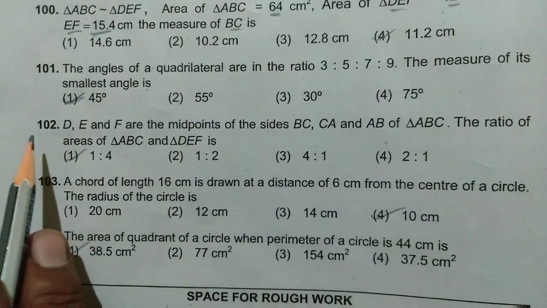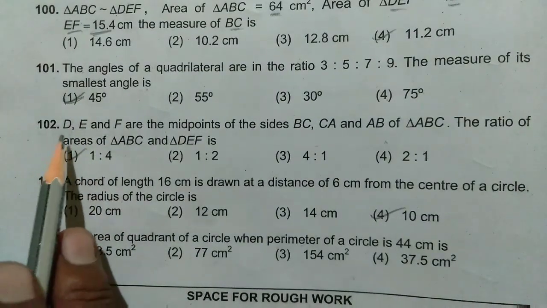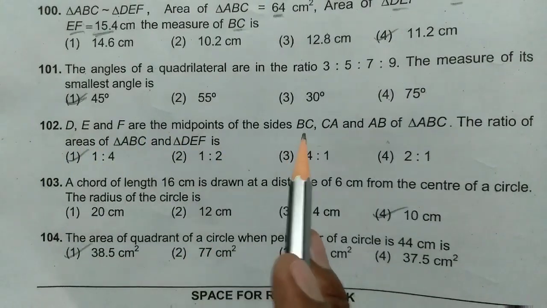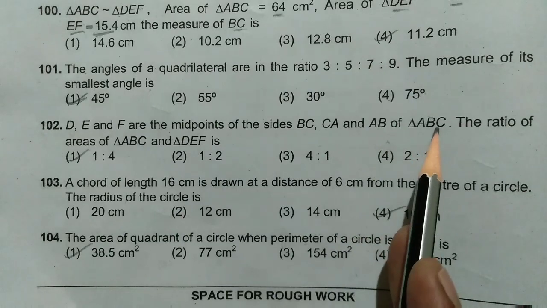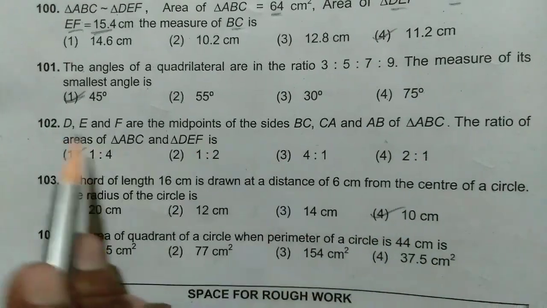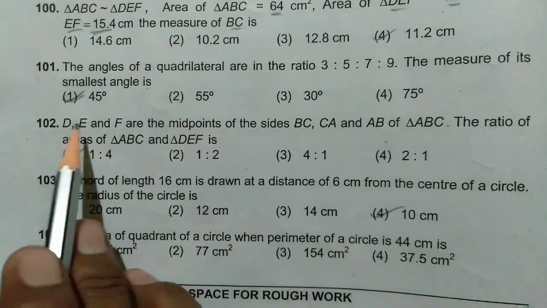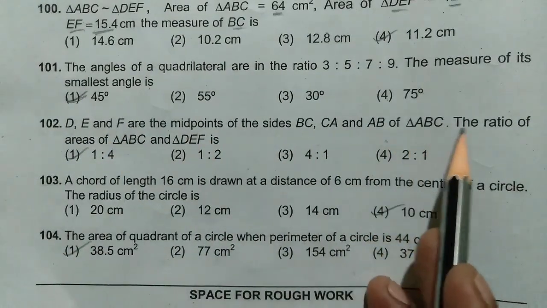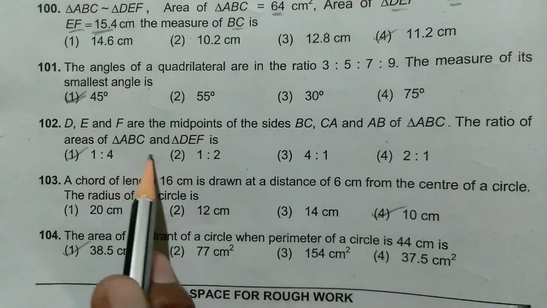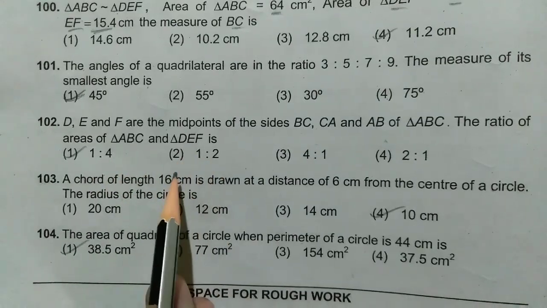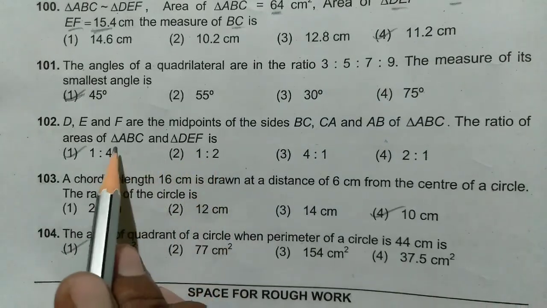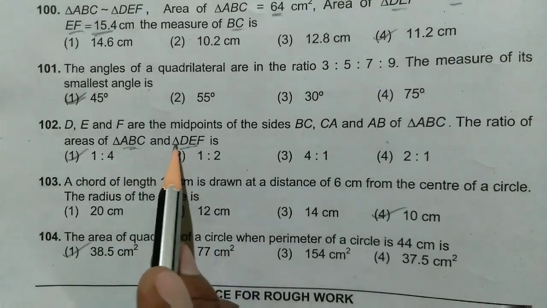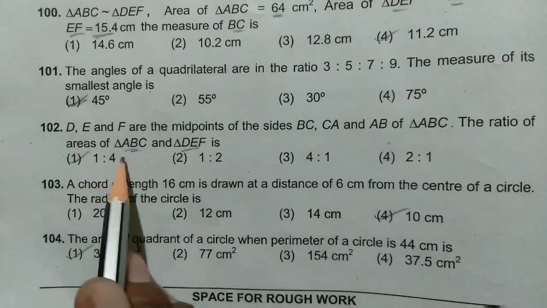Next, 102, this is the question. D, E and F are the midpoints of the sides BC, CA and AB of triangle ABC. BC midpoint is D, CA midpoint is E, AB midpoint is F, given already. So the ratio of areas of triangle ABC and DEF you can find. So the correct answer is 1:4.